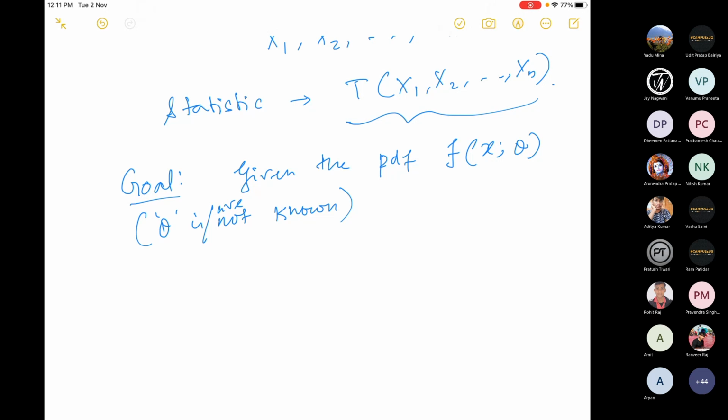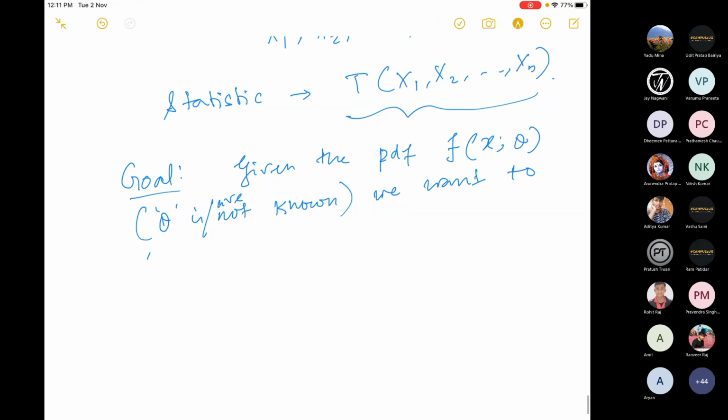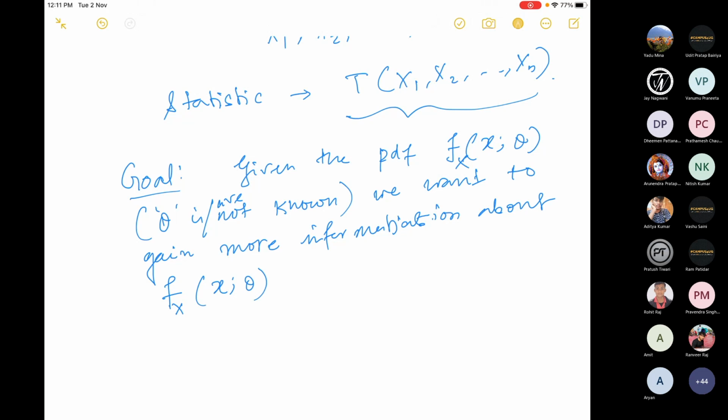Okay, so given the PDF, we want to gain more knowledge or more information, something called statistical information, about f of x, using the sample, let's say x1, x2, ..., xn, whatever the sample are.